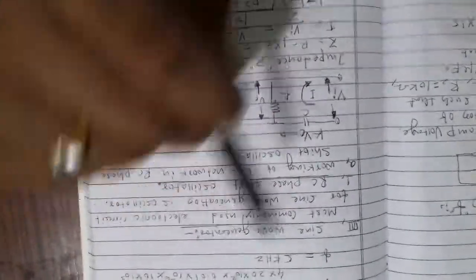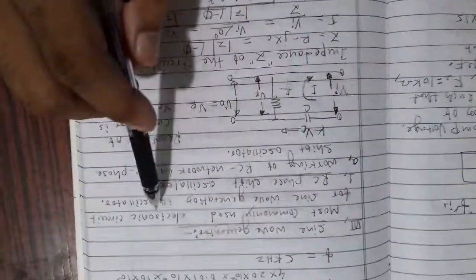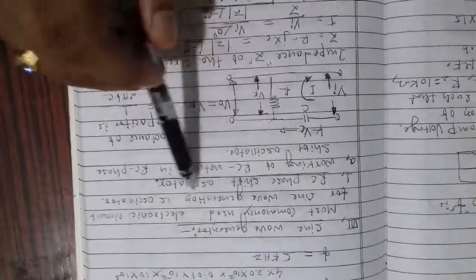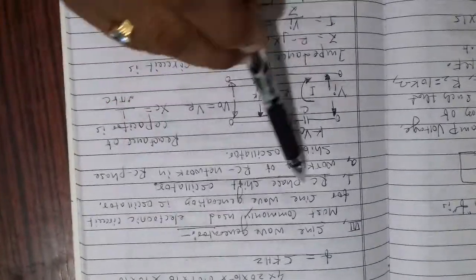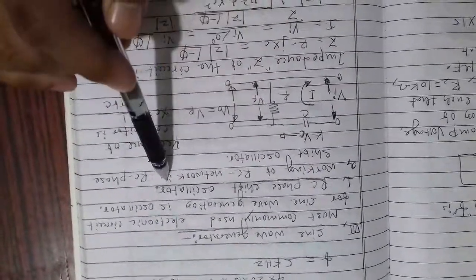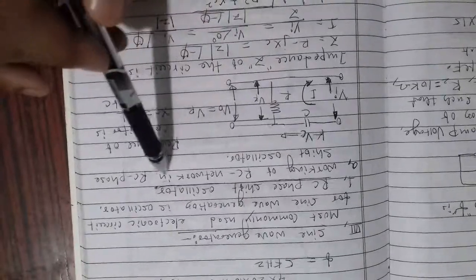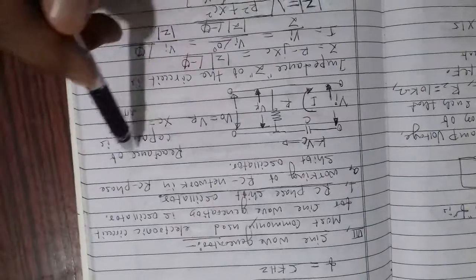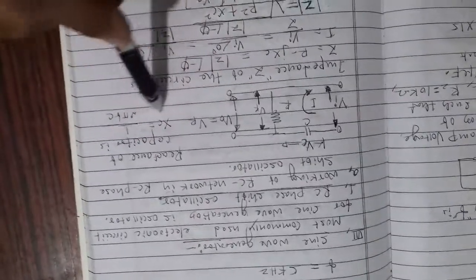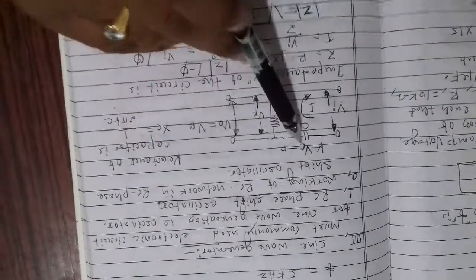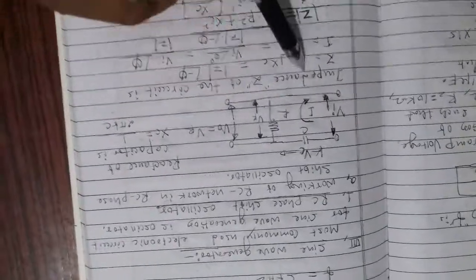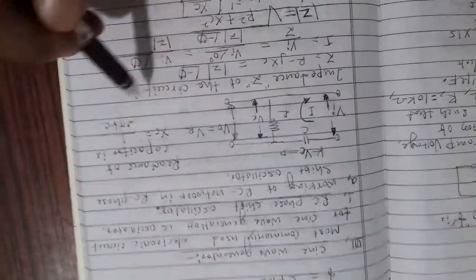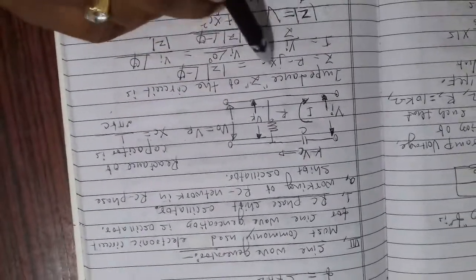Sine wave generator. Most commonly used electronic circuit for sine wave generation is oscillators. First one, RC phase shift oscillators. Working of RC network in RC phase shift oscillators. Reactance of capacitor is XC is equal to 1 upon 2 pi F C. Here capacitor and resistance, the impedance Z of the circuit is Z is equal to R minus jXC.